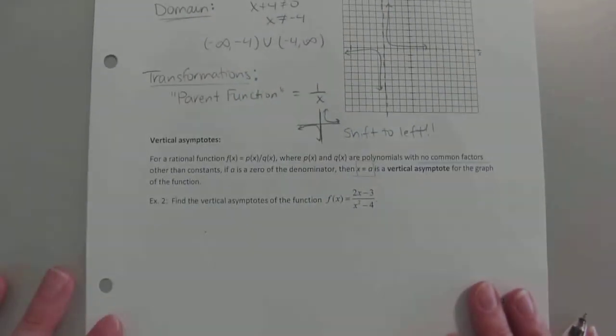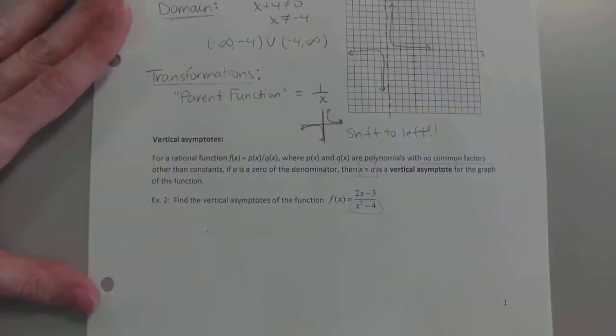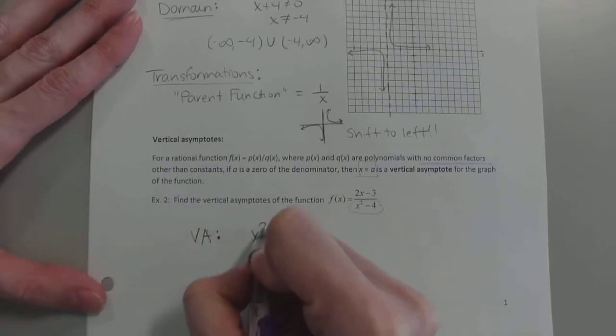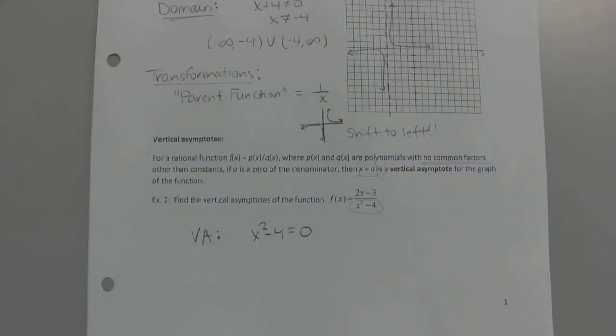All right, so let's go ahead and look at the bottom here on example 2. They want us to find the vertical asymptotes. So the vertical asymptotes come from the zeros of the denominator. So we're going to take x squared minus 4 and set it equal to 0. How do we solve for x?